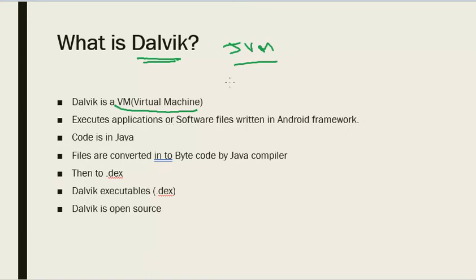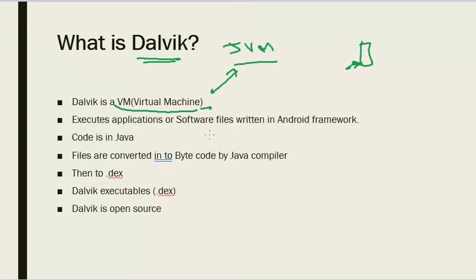So Dalvik is a kind of optimization of the JVM. We know we have these handheld devices, mobiles and tablets, and they are very limited in memory, and they also have battery constraints. So we create a compiled version of the sources which is more suitable for these handheld devices using this Dalvik virtual machine.